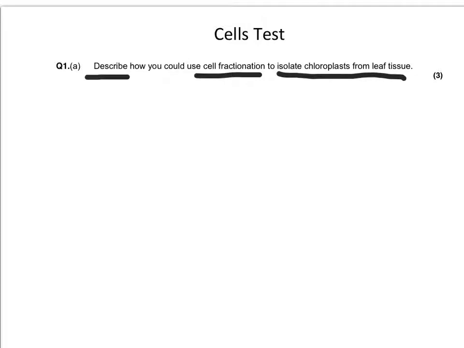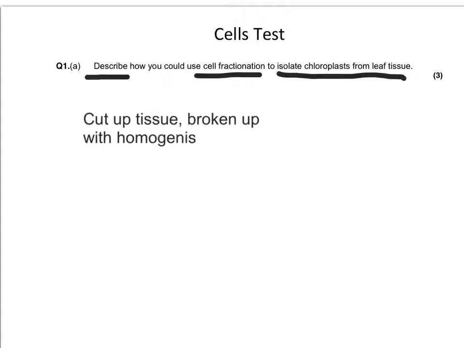Okay, so the first mark, you've got to mention that you would cut up the tissue and you would break it up with a homogenizer possibly, so broken up with homogenizer, and then also remove the cell debris, to get just one mark. Okay. For the second mark, you need to mention that the solution is cold, or you could mention isotonic or buffered, and so that's just for one mark.